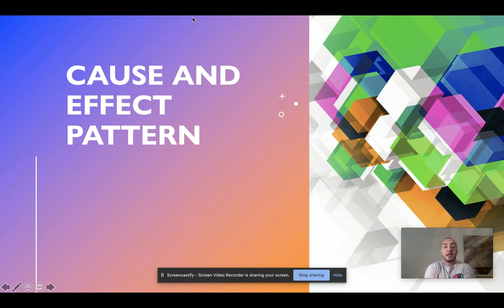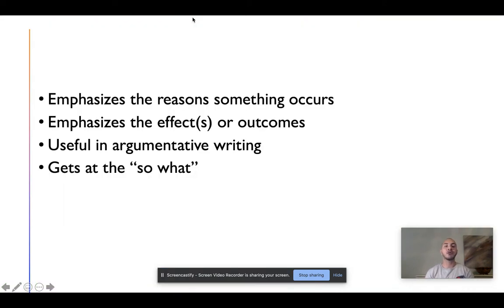This week, we are talking about the cause and effect pattern in writing. Now, the cause and effect pattern helps us to do a number of things. And of course, the things that it helps us to do are reflected in the name of the pattern itself. Cause and effect writing emphasizes the reasons why something occurs, or it emphasizes the effects or outcomes of an occurrence.